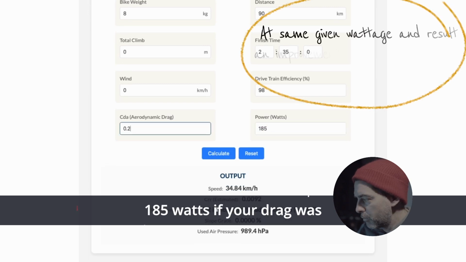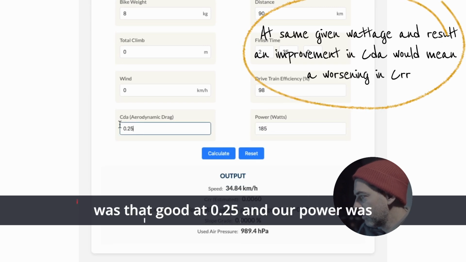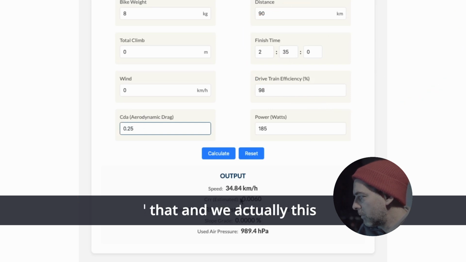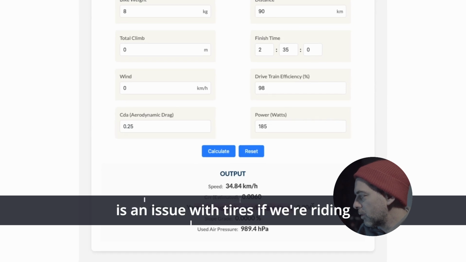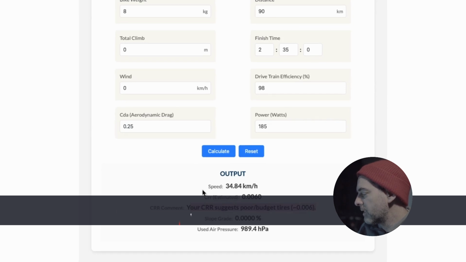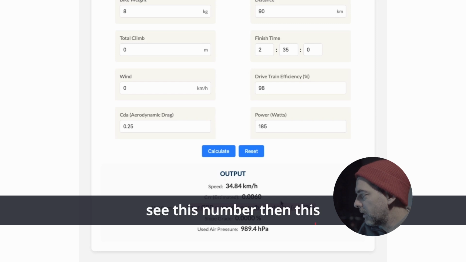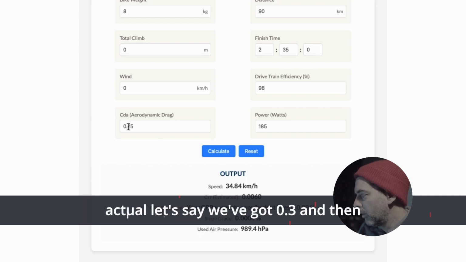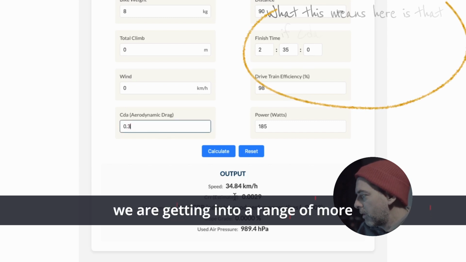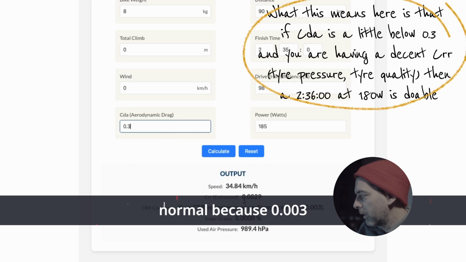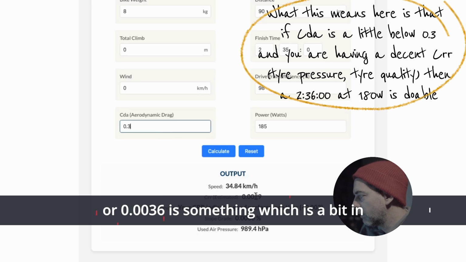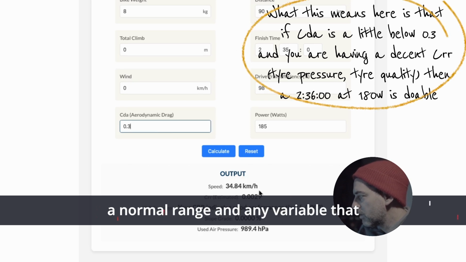185 watts. If your drag was that good at 0.25 and our power was that, this will kind of show us that there is an issue with tires. If we're riding with good tires and we see this number, then this suggests that there is probably a problem. So maybe our CDA here is too good and it's not our actual one. Let's say we got 0.3, then we are getting into a more normal range. 0.003 or 0.0036 is something which is a bit in the normal range.